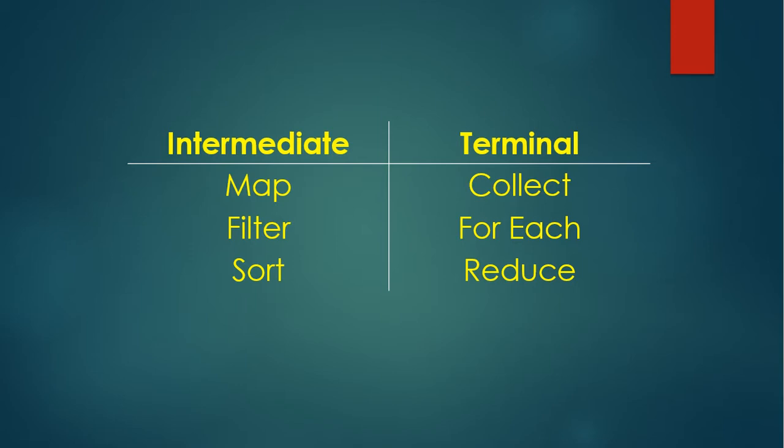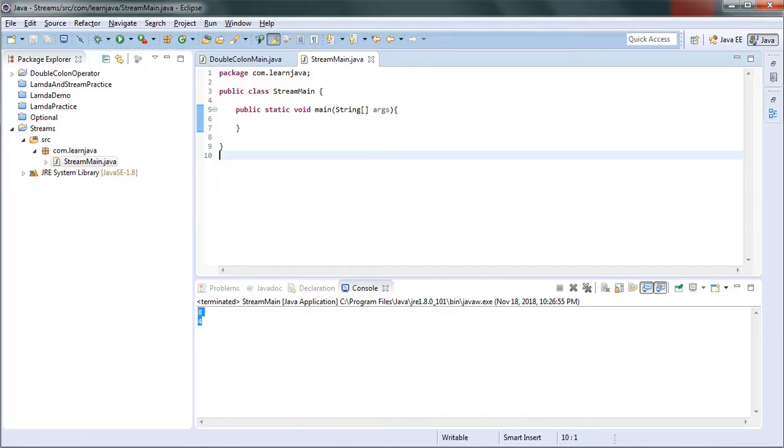So that said, let's look into a basic stream, how to create the stream, and how to use intermediate and terminal functions. I have my main class, and I have a main method. In this method I want to declare a list of integers, so let me go ahead and create that.